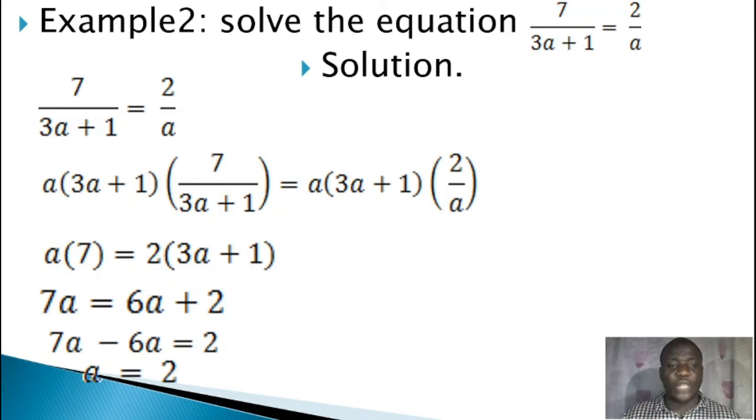So at this step now, the next thing you do, you collect your like terms. Collecting like terms, 6a moves to the other side, it becomes minus 6a. 2 will now be 2, because we didn't move 2. So 7a minus 6a will give us a. And your a will be equal to 2.